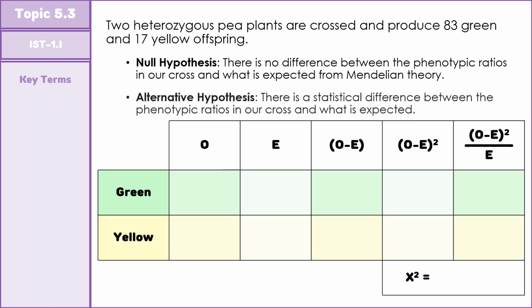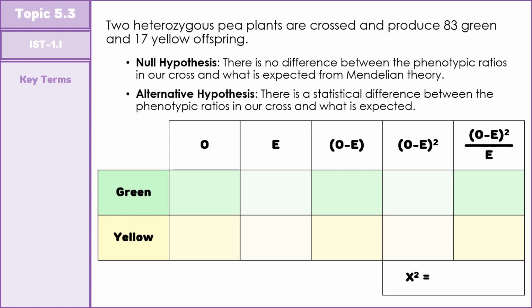And then my alternative is saying that there is something happening. There is a statistical difference between what I'm observing and what I'm expecting. So let's plug in some values. In this case, we have 83 green offspring and 17 yellow offspring. In a traditional Mendelian cross, we would expect these ratios to be a 3:1 green to yellow, that dominant phenotype to our recessive phenotype.